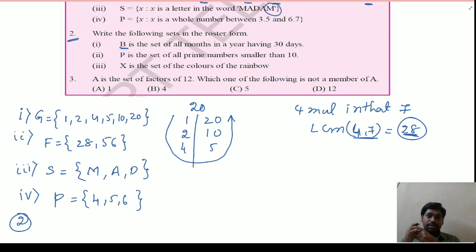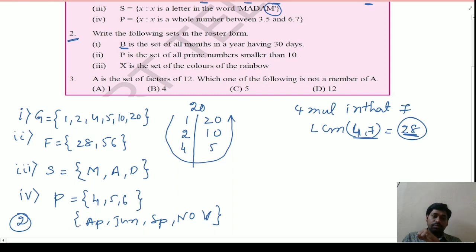January has 31 days, but we want 30. February has 30 days. Next March, then April has, May will not have, June has, July, August, September has, October will not have, November has. So these are the months which have 30 days.